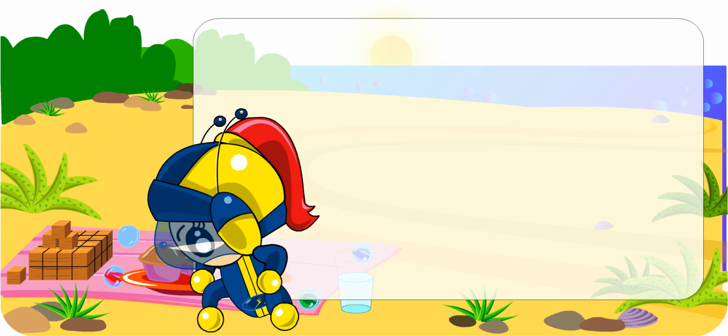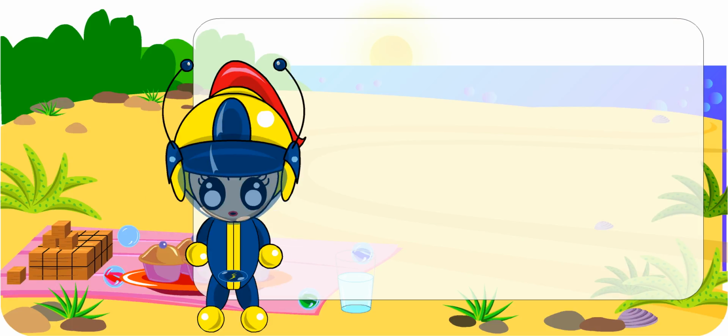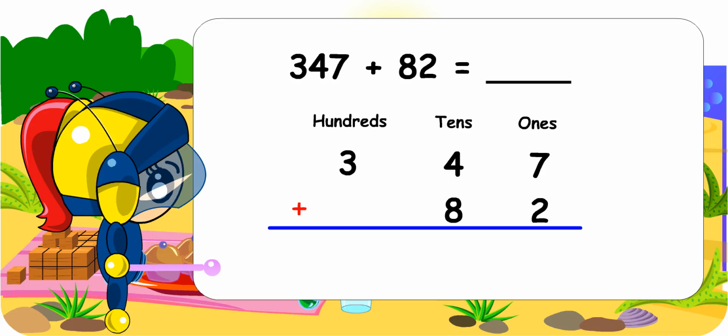Just now, you have learned how to add the ones to a 3-digit number. Now we shall learn how to add a 2-digit number to a 3-digit number with renaming. I'm ready. Look at the following question. 347 plus 82. We have to add the ones first. 7 plus 2 is 9.